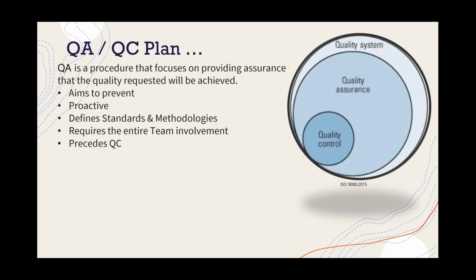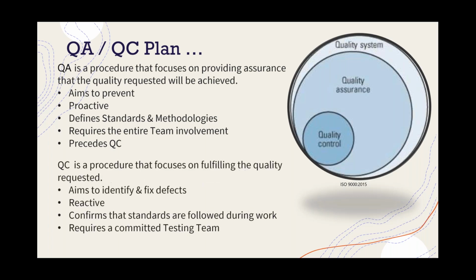You have defined standards and methodologies. How do you go about calibrating your rain gauge? How often do you calibrate the rain gauge? How often do you perform maintenance visits? All of those are standards and methodologies that should be defined in your QA plan. And it's going to require the full team's involvement, from managers all the way down to technicians. Everybody has to have input. Everybody has to have quote unquote ownership in this QA plan. The QA plan is going to come before quality control, because the QA plan is going to spell out what quality control is going to be done, when it's done.